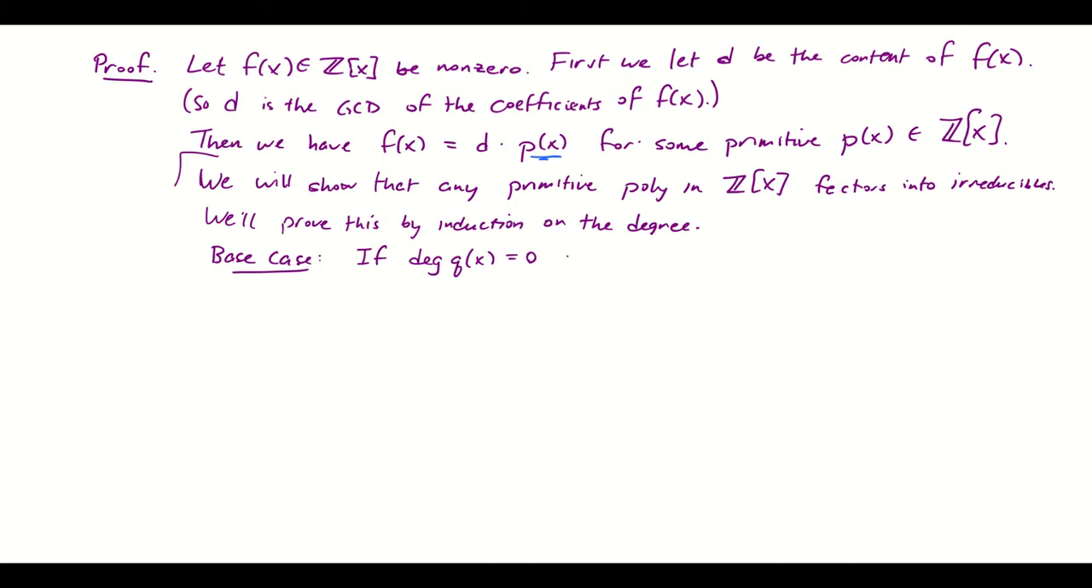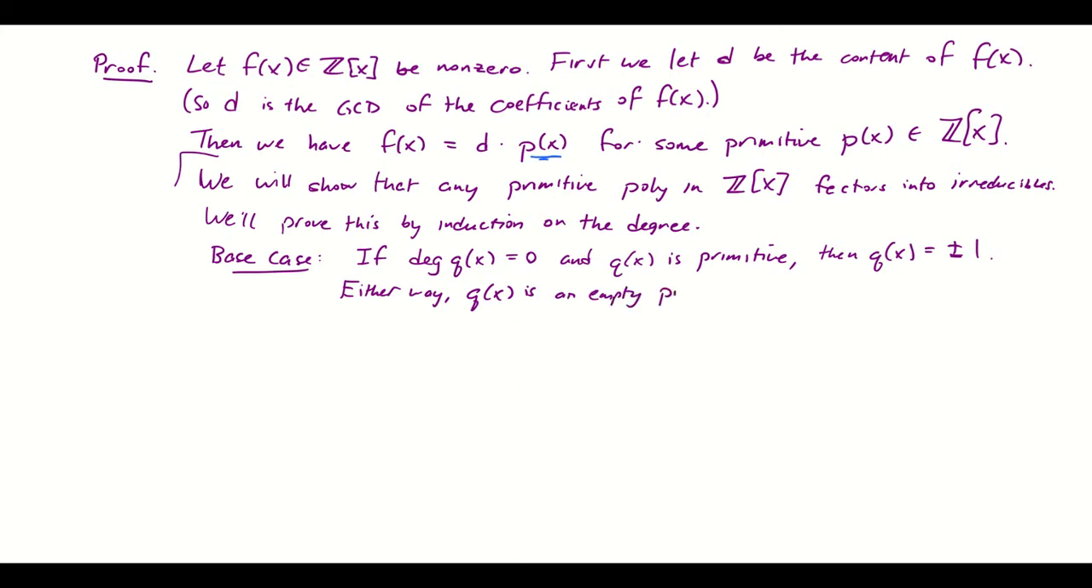If degree of Q of x is 0 and Q of x is primitive, well, okay, so that means that the GCD of the coefficients of Q of x is 1, but Q of x only has the one coefficient, its constant coefficient. So if that constant coefficient is anything interesting, that content is going to be greater than 1. So that means Q of x has to equal plus or minus 1. Okay, that's really two separate possibilities there. And either way, Q of x is an empty product of irreducibles.